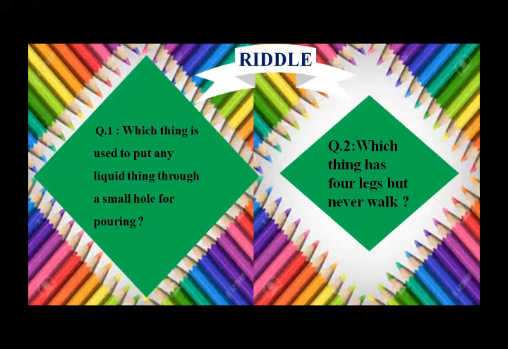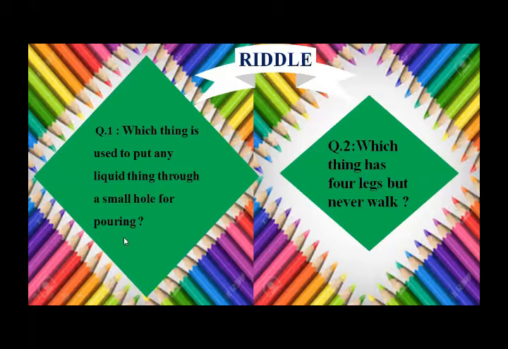Now it is riddle time. I am asking you a riddle, so you can use your chat box right now to give me the answer. Question number 1: which thing is used to put any liquid through a small hole for pouring? You can chat me right now if you know the answer.